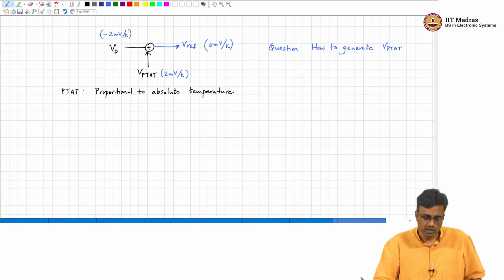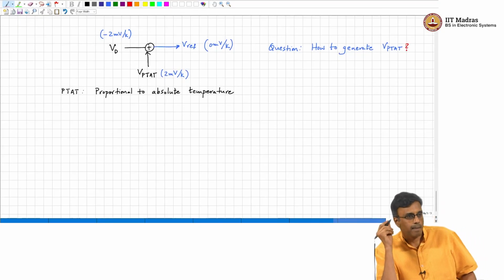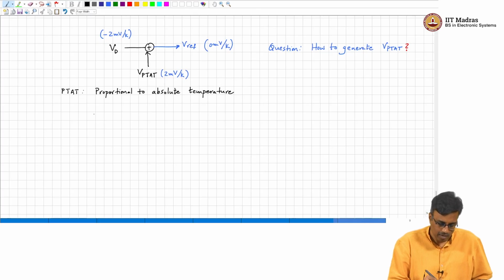So, now the question is how do we generate V PTAT? Somebody basically made this observation. Let us say you take a current I and push it through a diode, we call this I1, and let us call this VD1.